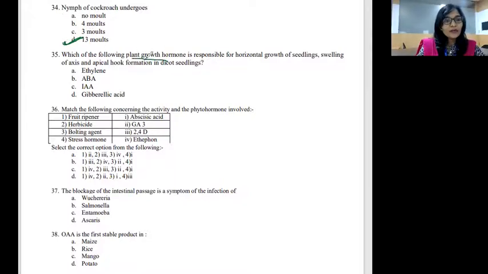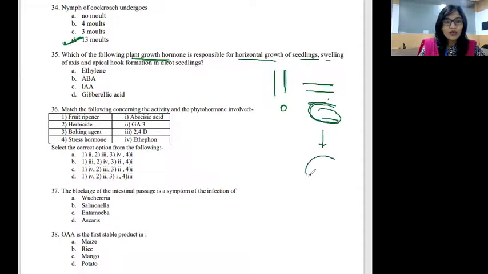Okay. Suppose we're talking about plant growth hormones responsible for horizontal growth. Let's consider this is vertical and this is horizontal. So horizontal growth of the seed. Suppose this is a seed. For horizontal growth of a seed, there is some hormone, and the seed actually swells. This is also mainly because of one hormone, and they form an apical hook at the tip. We are talking about a dicot seed. Which of these is important? Ethylene. Ethylene is very important for elongation, then for swelling, and then for the formation of the apical hook in a dicot seed. So the answer is option A.